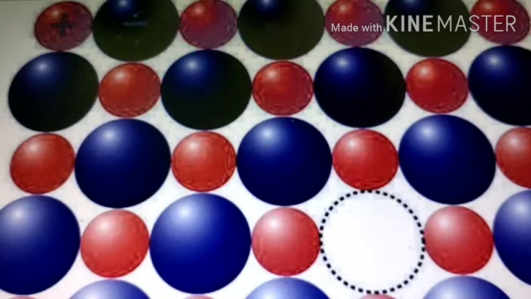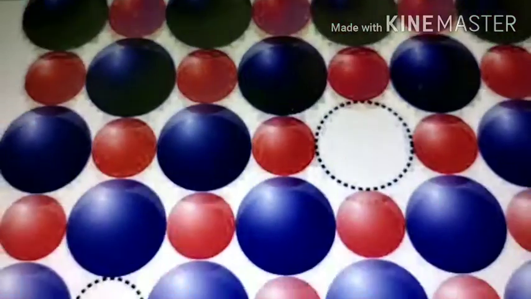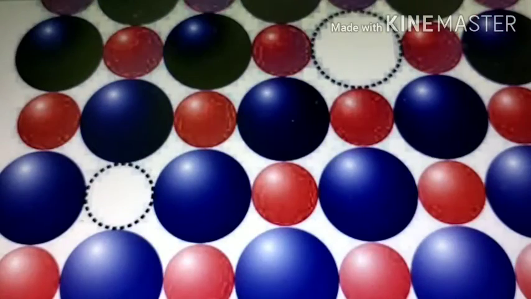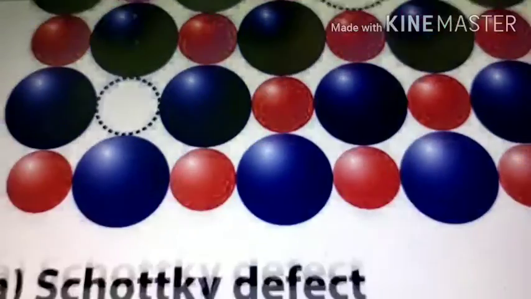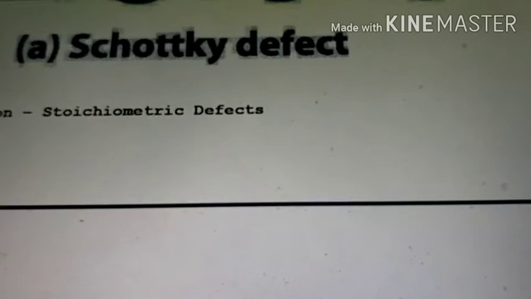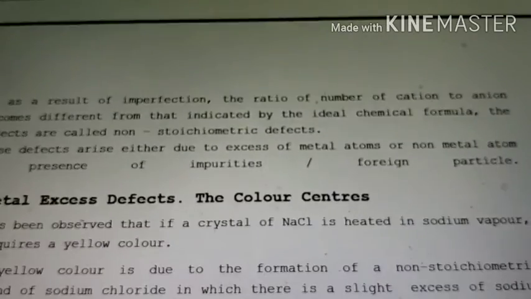This may occur due to some external force applied on it, and whenever the negative ion escapes out, then one positive ion also escapes out to attain neutrality. So here, on the left hand side, another dotted line indicates another missing positive ion. This is called Schottky's effect.